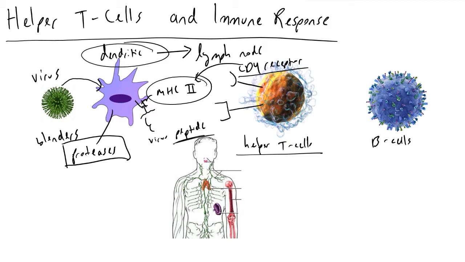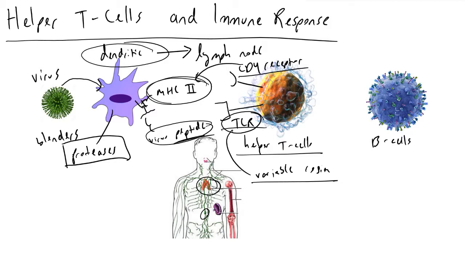And they will also have another thing which is called their T cell receptor. This is a variable region that has already been trained within the thymus, which is right here in your body, and your lymph nodes would be like these little green things right here. So the variable region of your T cell receptor will latch onto the virus peptide and the MHC2 complex, along with the CD4 receptor on your helper T cell and your dendritic cell.